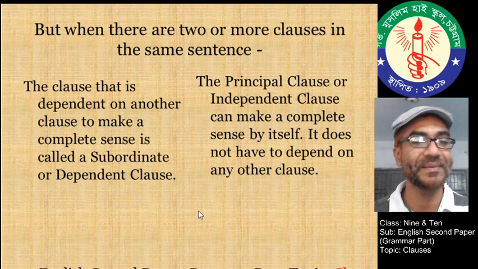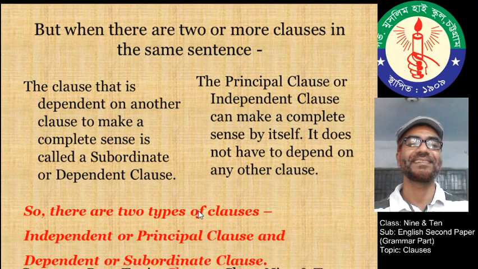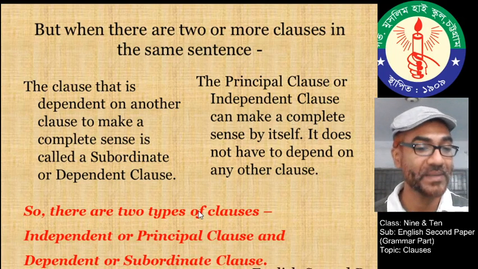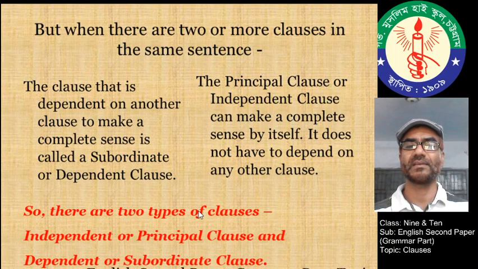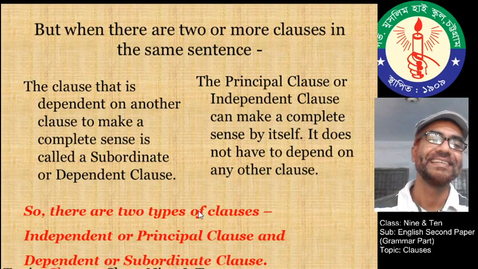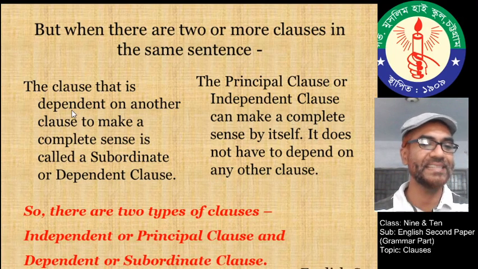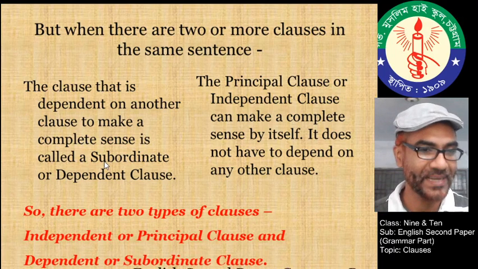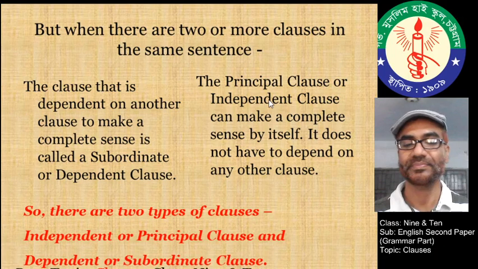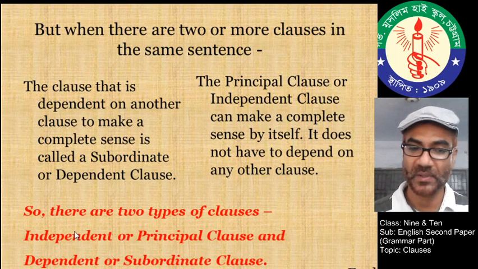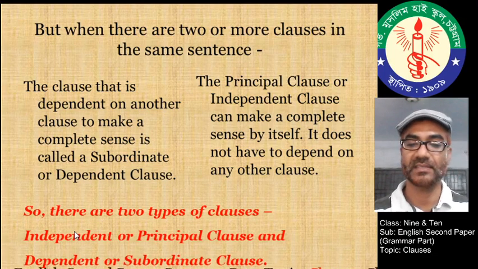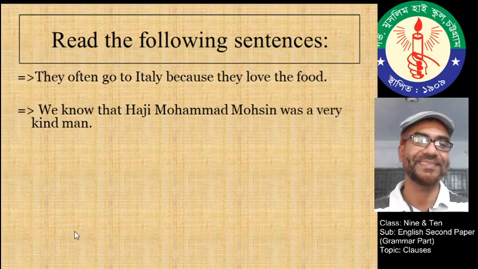Then I think you have already got the kinds of clauses. There are two types of clauses: independent or principal clause, and dependent or subordinate clause. The first one is dependent or subordinate clause, and the second one is principal clause or independent clause. Okay, let's move on to the next.